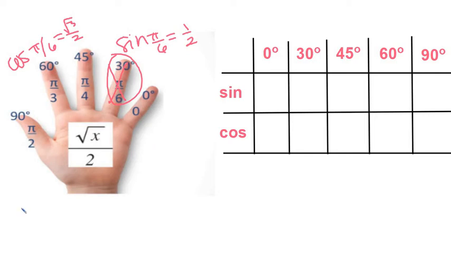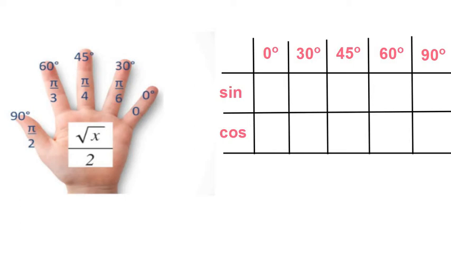Now this will work with any of the values. So say one more time, we want cosine of pi over 3. That's going to be 1/2. And sine of pi over 3 is going to be square root of 3 over 2. Okay? Now, if you're just not getting that, you can draw this chart on your paper.